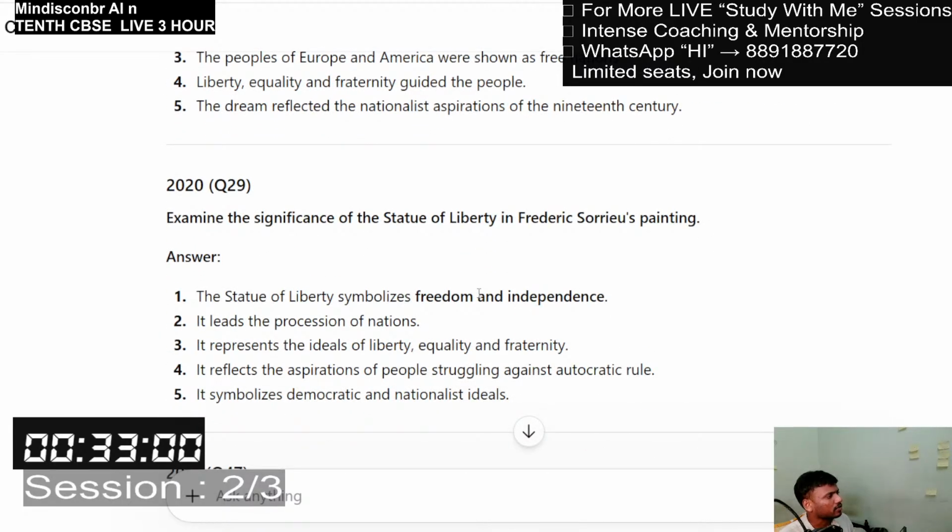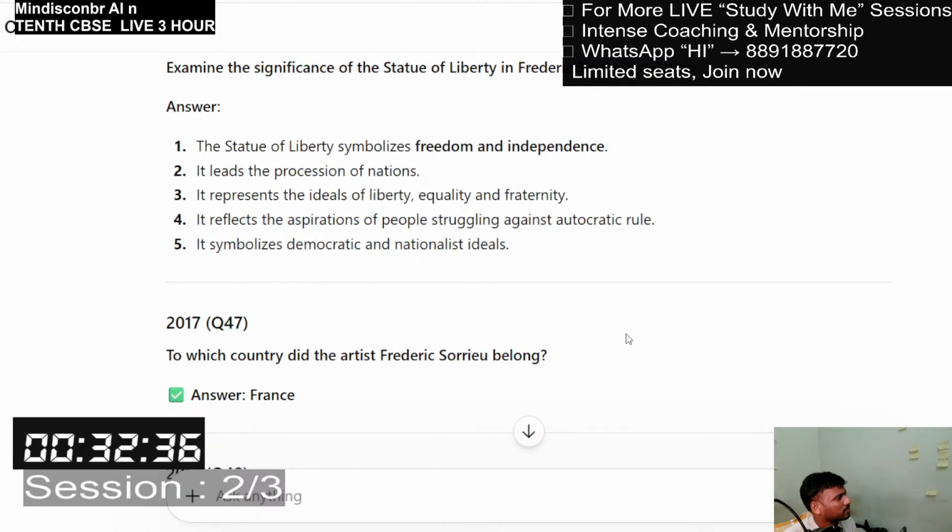Examine the significance of the Statue of Liberty in Frederic Sorrieu's painting. The Statue of Liberty symbolizes freedom and independence. It leads the procession of nations. It represents the ideals of liberty, equality, and fraternity. It reflects the aspirations of people struggling against autocratic rule. It symbolizes democratic and nationalist ideals.